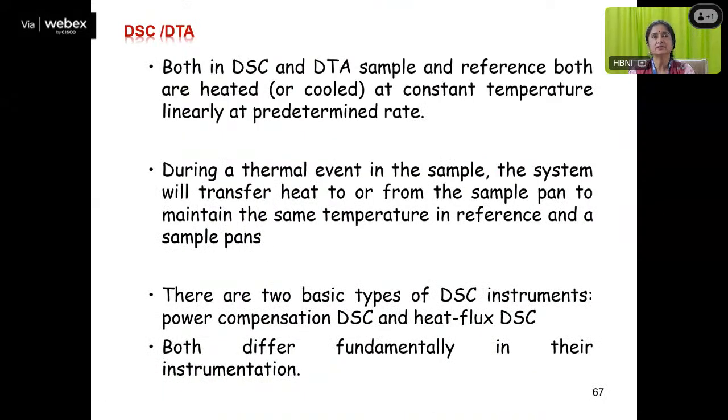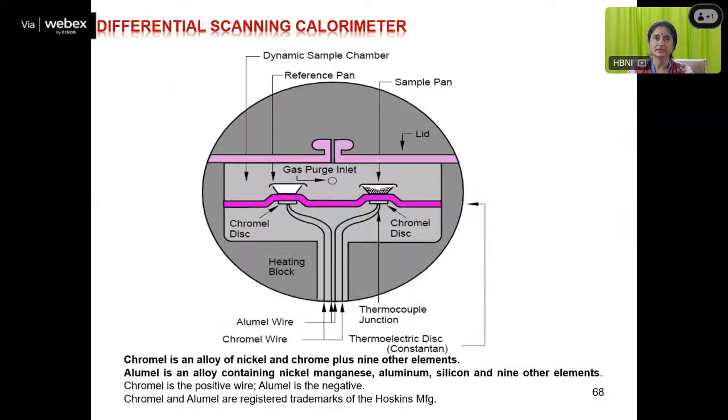Now in both DSC and DTA, sample and reference both are heated or cooled linearly at a predetermined rate. During a thermal event in the sample, the system will transfer heat to or from the sample pan to maintain the same temperature in reference and sample pan. There are two basic types of DSC instruments, power compensation DSC and heat flux DSC. Both differ fundamentally in their instrumentation only, but finally the results are similar.